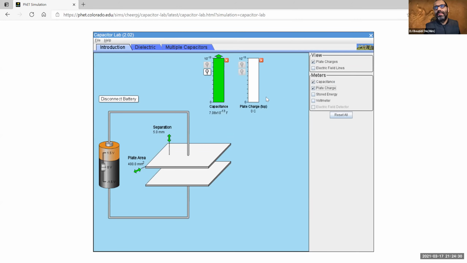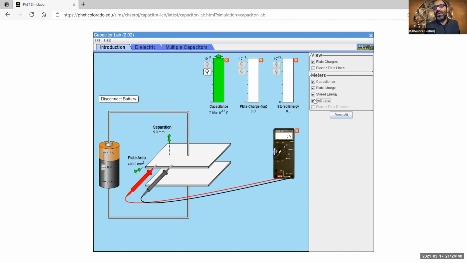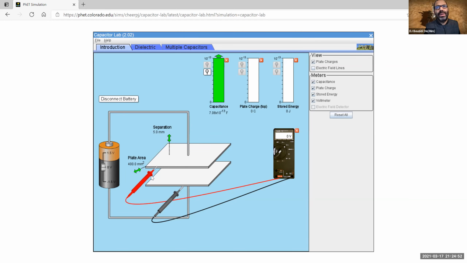The plate charge, there's zero charge right now sitting on the plates, on this plate. The stored energy, there is 0 joules right now. And we need a voltmeter. And the voltmeter, you need to grab the negative and put it in here. Right now, it's reading 0 volts, because there is no voltage right now, okay? And this is attached to this plate.